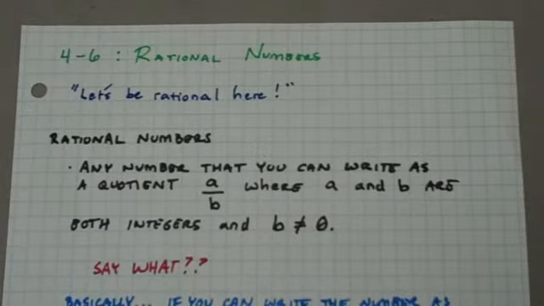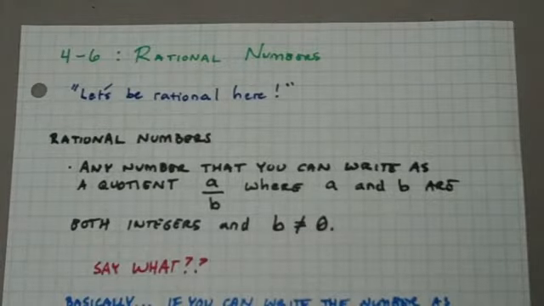When you hear the word rational, you think of things that make sense. If I were to say something like, you need to be more rational, it means you need to make more sense, use more logic. So rational numbers are numbers that make sense. You can use them in everyday life situations. They're very sensible numbers. So what is a rational number?